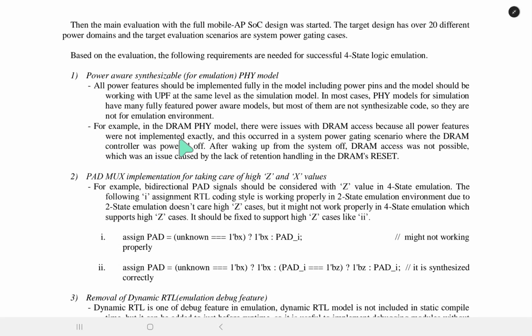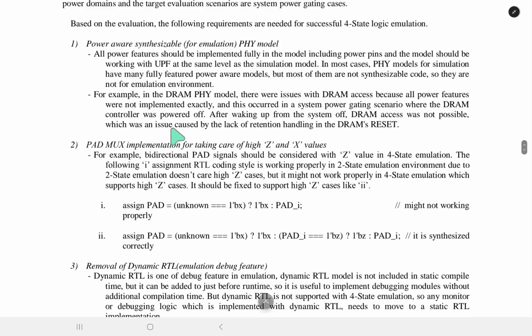For example, in the DRAM PHY model, there were issues with the DRAM access because all power features were not implemented exactly, and this occurred in a simulation system power gating scenario when the DRAM controller was powered off. After waking up from the system off, DRAM access was not possible, which was an issue caused by lack of retention handling in the DRAM's reset.